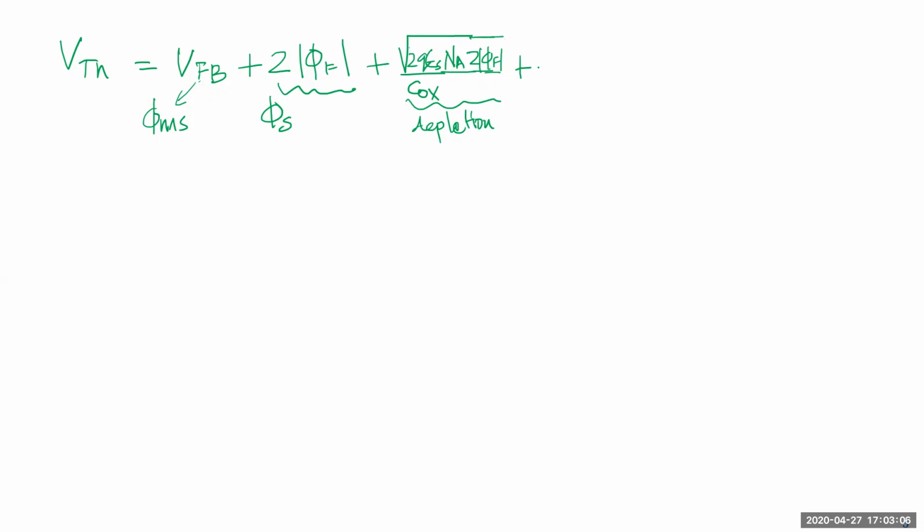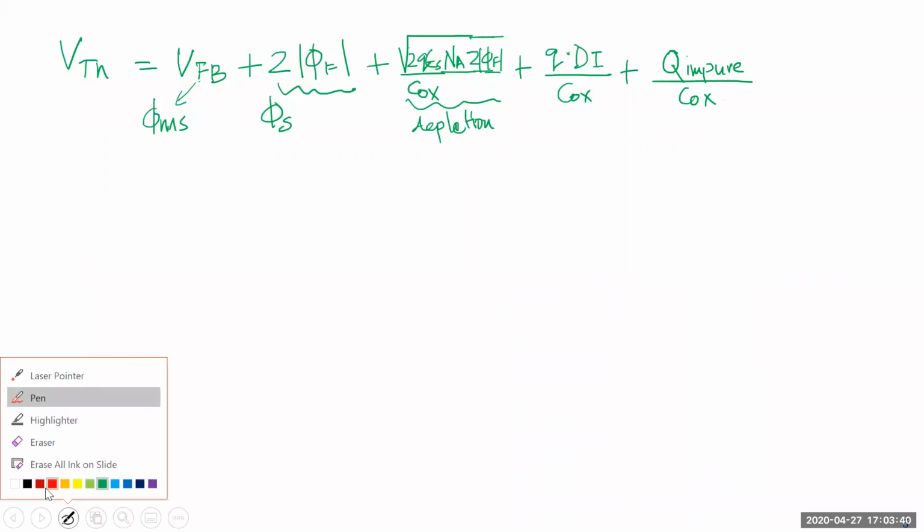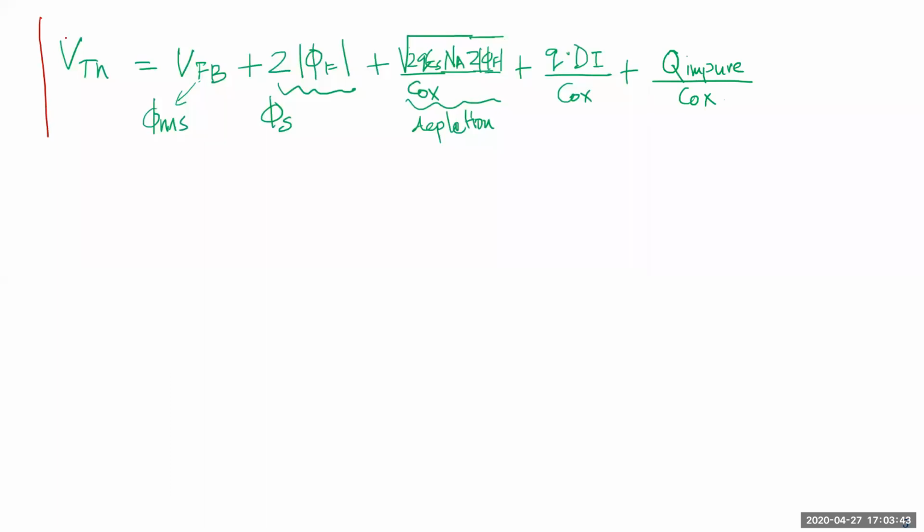Okay, what's next? Implant, Q. So Q times the density of implanted ions per unit area, divided by, again, COX. That's the voltage term. And what's the last quantity? Q impurity by COX. So that covers all the impurities, the surface states and the impurities trapped inside the oxide. So that's your total VT equation. Okay.